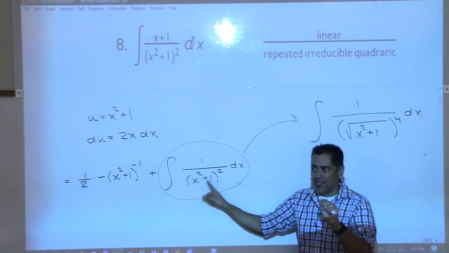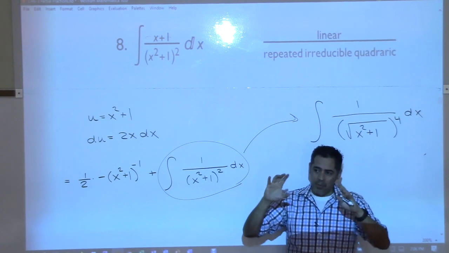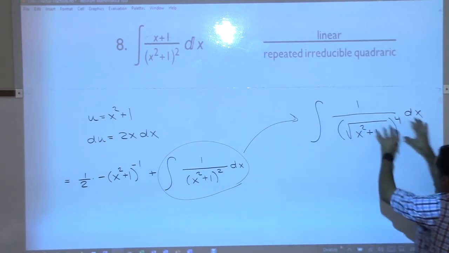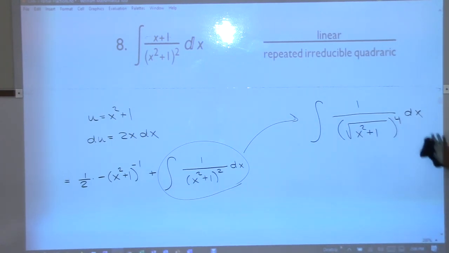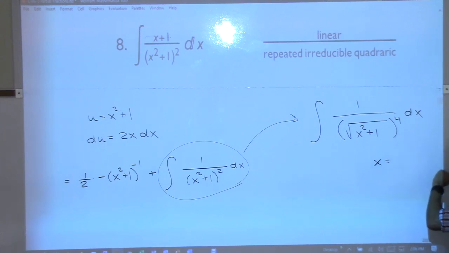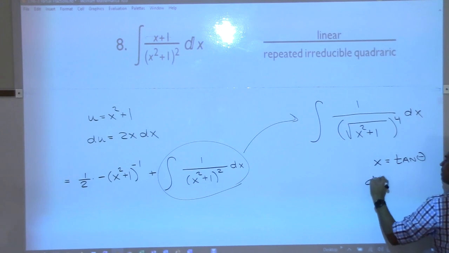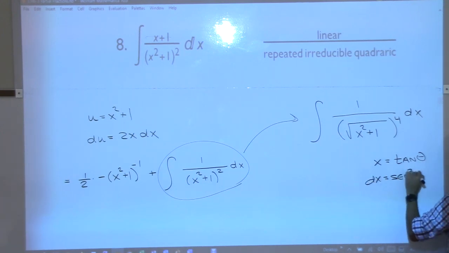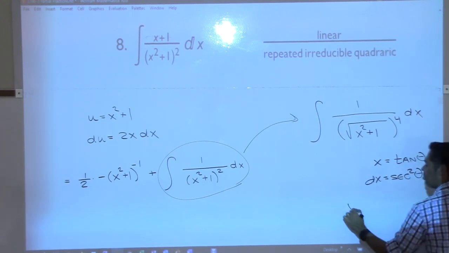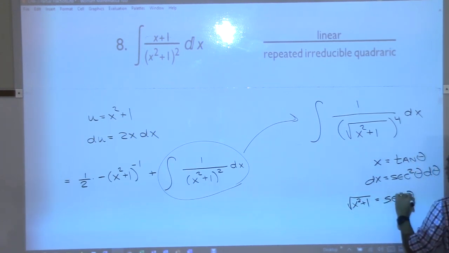x squared plus a squared, right? We didn't have the root unless we massaged it a little bit. Now we do, right? So what's our trig sub? Tangent. x is equal to a tan theta. a is 1, so tan theta. dx is secant squared theta d theta. And the square root of x squared plus 1 should turn into secant theta. And now I'm going to go after it. Okay?